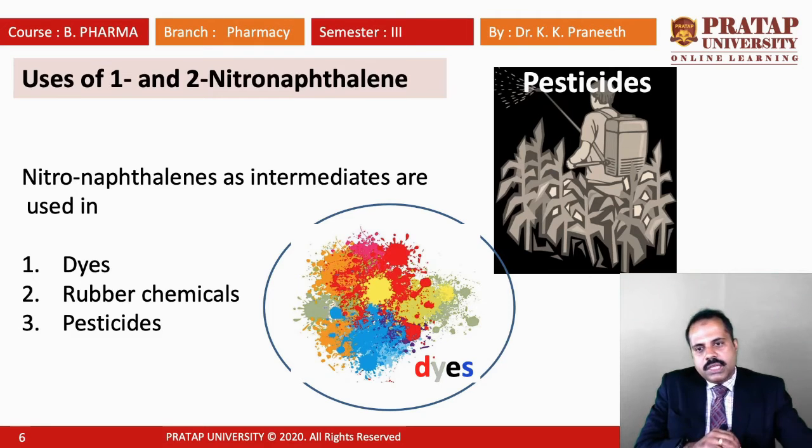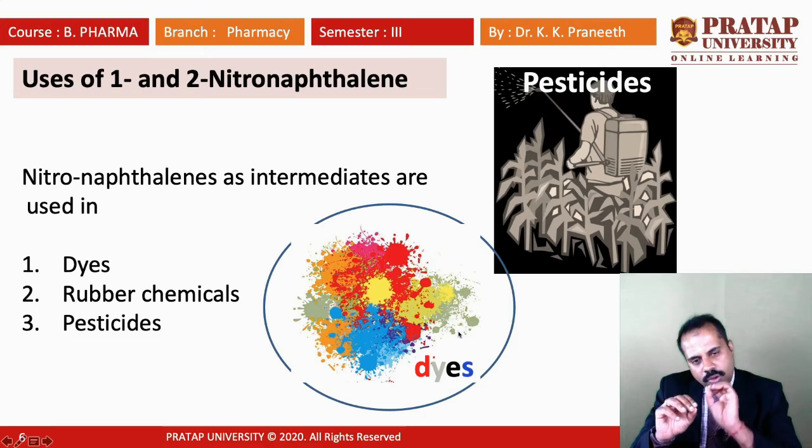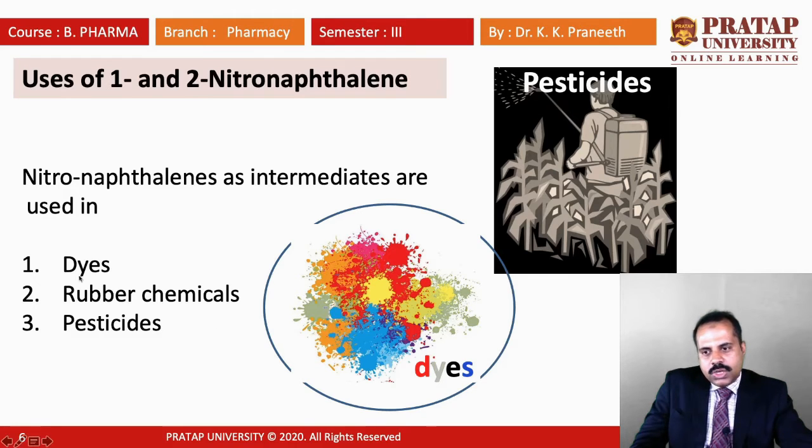They are important as intermediates, used in different products. First one is dyes. They give very nice colors. If you put the nitro group, it will give a very nice color, and these 1-nitro and 2-nitronaphthalenes are used as dyes. Different colors can be obtained by attaching different substituents. If you add hydroxy nitronaphthalene or chloronitronaphthalene, it will give different colors. So it is used as dyes.